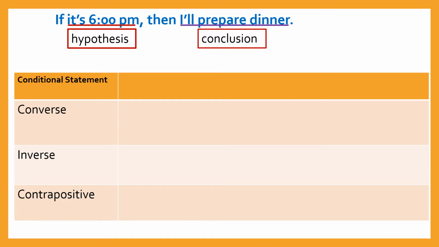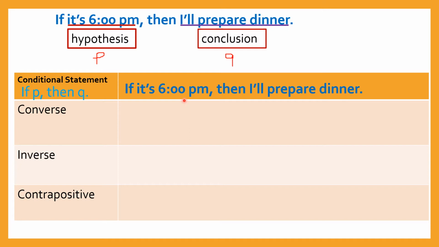Now we can write this in symbols. This is the P, or if P, and this is the Q, the conclusion. So in a conditional statement, we have if P, then Q. So if it's 6 p.m., then I'll prepare dinner. Now, to get the converse, we simply flip the conclusion and the hypothesis. We're going to switch them. So that is now if Q, then P.